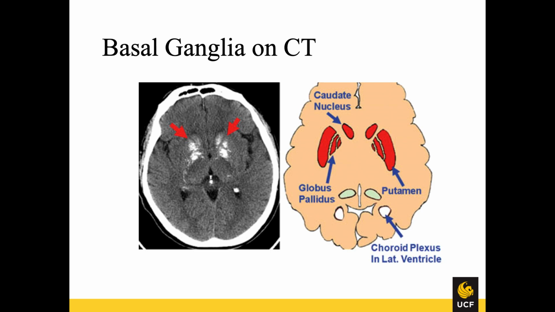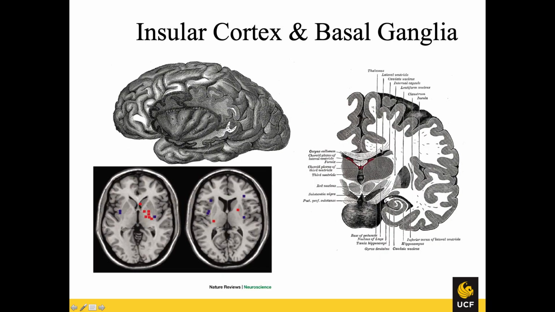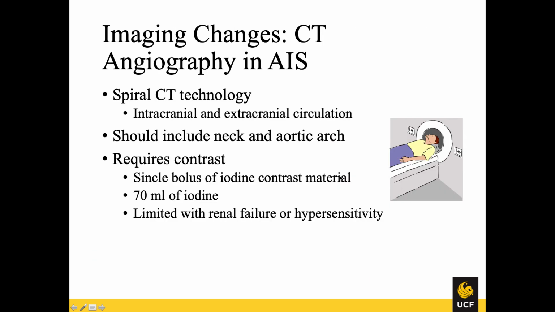This is what the basal ganglia look like on a CT, and this is what you're seeing here in terms of the structures that are located here and here. So pretty cool when you see what that looks like on a CT scan. The insular cortex and the basal ganglia are going to be located here. Okay, so you can see what these look like in the red region here, and you can see some abnormalities, I believe, in this particular image as well.